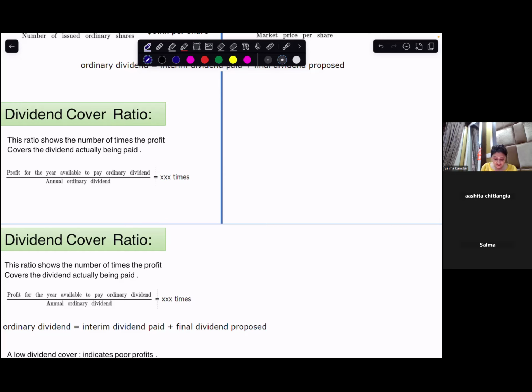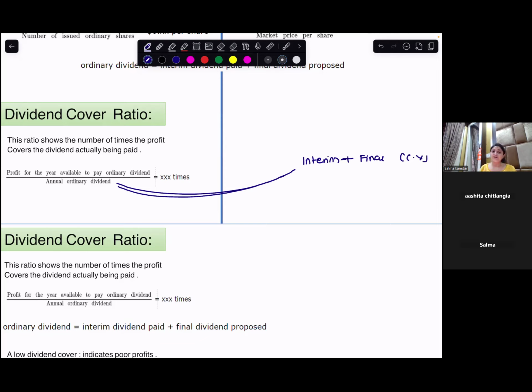So which dividend are we talking about? Annual ordinary dividend. Annual ordinary dividend means what? It is the total of the interim dividend plus the final dividend, plus the preference dividend, for the current year.